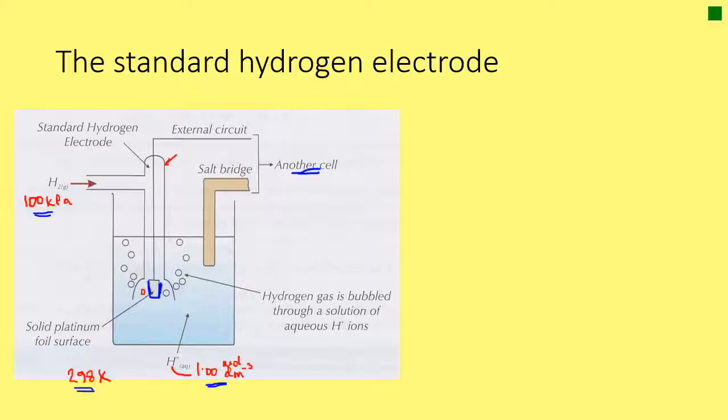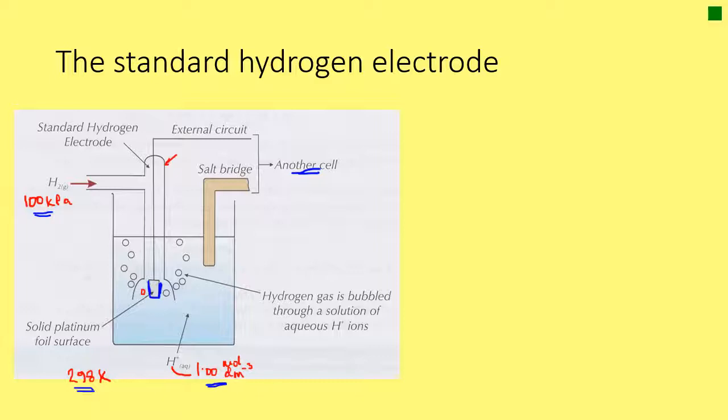What we've got is an upturned test tube with a side arm here, and through the side arm we are going to pump hydrogen gas. So H2 gas is going to be pumped in, and the first thing to note is that the standard pressure is 100 kilopascals. So let's write that down there. 100 kilopascals is the standard pressure, so it's pumped in at 100 kilopascals, and it bubbles into a solution of hydrogen ions.